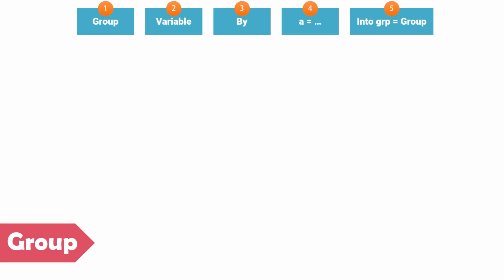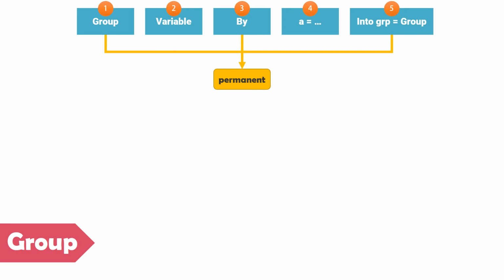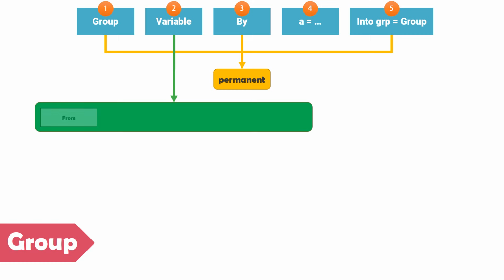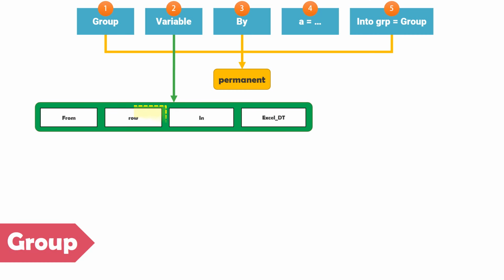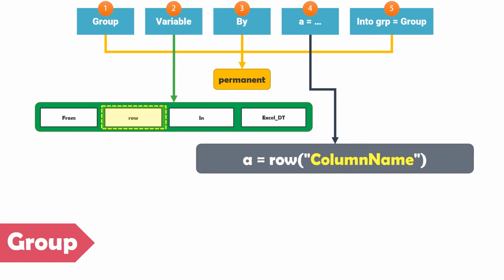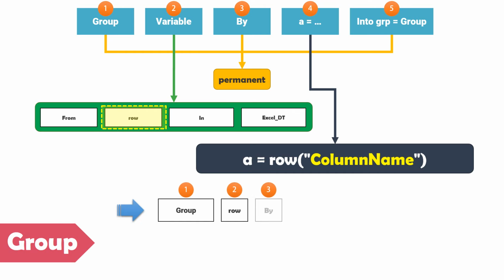These are as follows. The first, third, and fifth parts are always the same. That means we have to write them without changing anything. The second part is the variable. This is the variable which we defined in the from statement. For example, we have this from statement, and we define the variable row in it. So we take this variable and set it in the function. The fourth part is the condition, on which column we want to group. So the statement looks like this at the end.